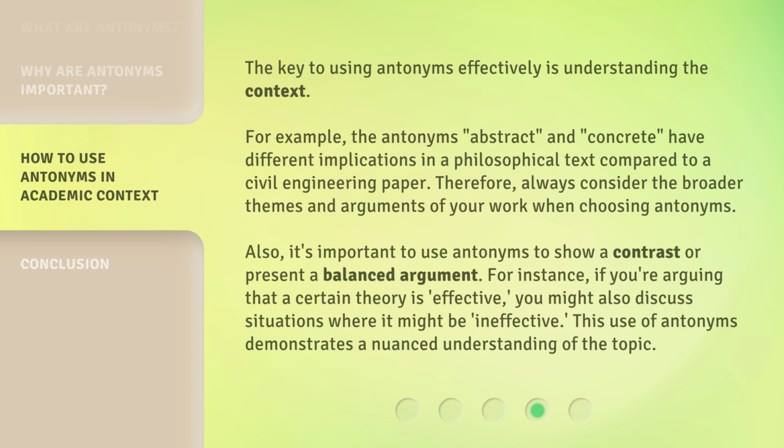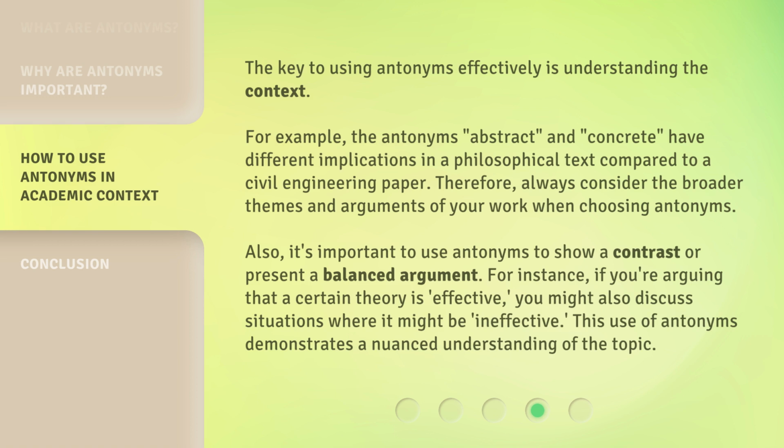The key to using antonyms effectively is understanding the context. For example, the antonyms abstract and concrete have different implications in a philosophical text compared to a civil engineering paper. Therefore, always consider the broader themes and arguments of your work when choosing antonyms.